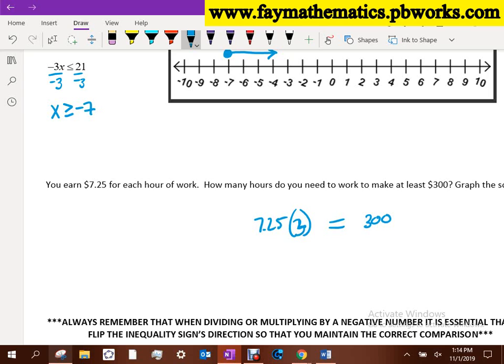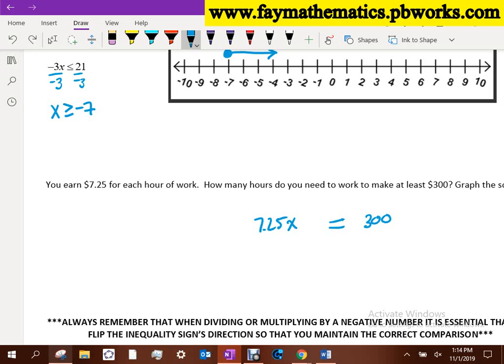Well, I don't know how many hours I need to work yet, right? So what do I let that 1 or that 2 or that 3 actually be in my problem? I let it be my x. That's the thing we're trying to figure out, the number of hours that we're looking for here. If I were to divide that out, that would tell me exactly how many hours I need to work. Well, I want to know at least how many hours. So this is the amount of money that I make per hour. I want that to be either equal to $300 or greater than $300. Does that make sense?